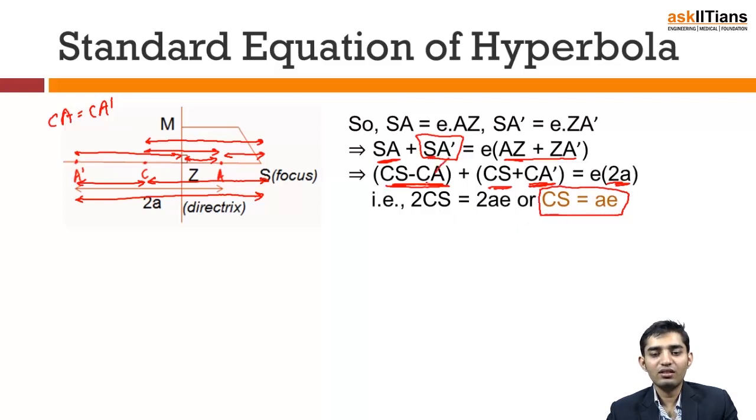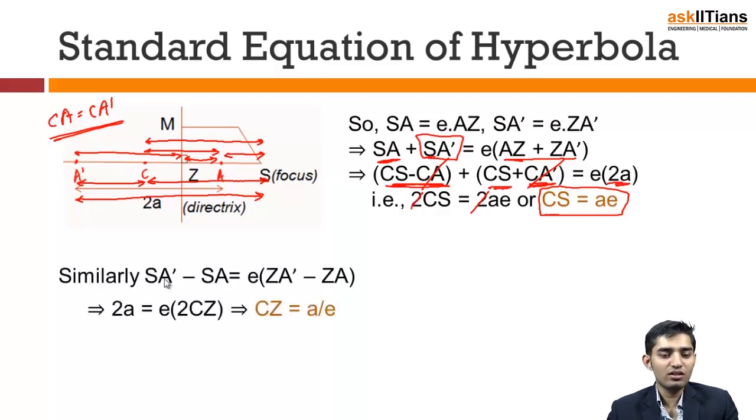If I simplify, CA and CA dash will get cancelled, because both of them are equal; C is the midpoint. I will get 2CS equal to 2ae. So 2 again will get cancelled, so CS equal to ae. Similarly, if I subtract these two equations and again write down SA dash and SA with respect to the center, from here I will get CZ equal to a by e.